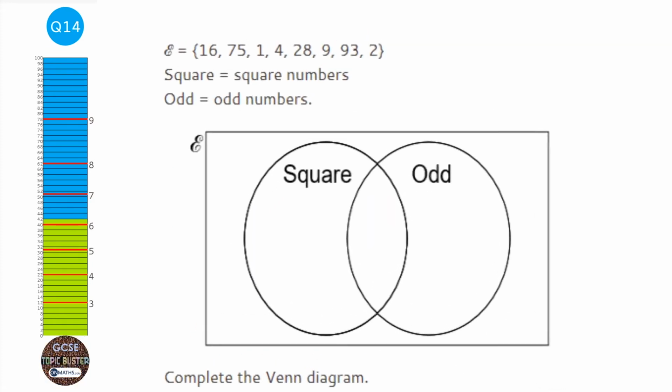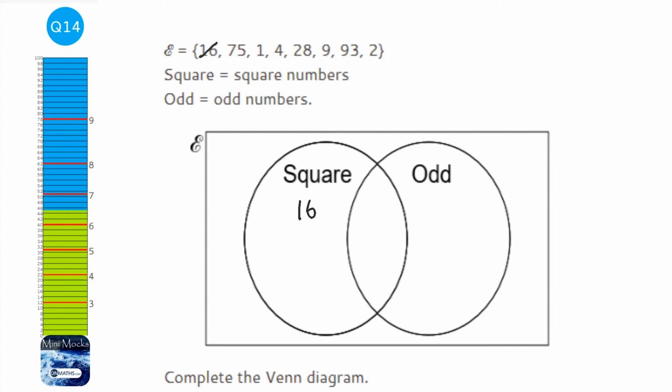Okay, so I'm asked to complete the Venn diagram, and the E at the top I like to think stands for everything. So all of those numbers need to fit somewhere in this Venn diagram. We're going to put the square numbers on the left and the odd numbers on the right. There are different methods of doing this. What I like to do with this type of question is just do it one at a time. So we're going to start off with the 16. Now, 16 is a square number, but it's not odd. So I'm going to leave that here.